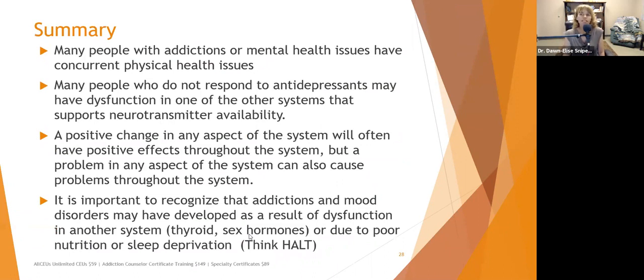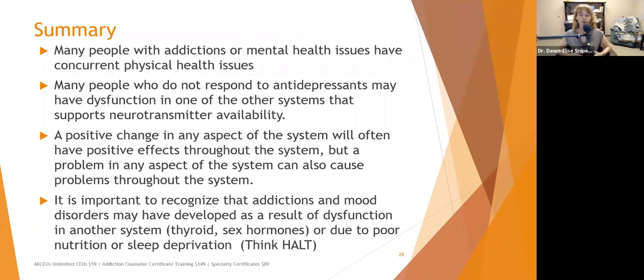Many people with addictions or mental health issues have concurrent physical health issues. Many people who don't respond to antidepressants may have dysfunction in one of the other systems that supports neurotransmitter availability. A positive change in any aspect of the system will often have positive effects throughout the whole system, but a problem in any aspect of the system can also cause problems throughout the system. It's important to recognize that addictions and mood disorders may have developed as a result of dysfunction in some other system, like your thyroid hormones or your sex hormones, or due to poor nutrition or sleep deprivation.